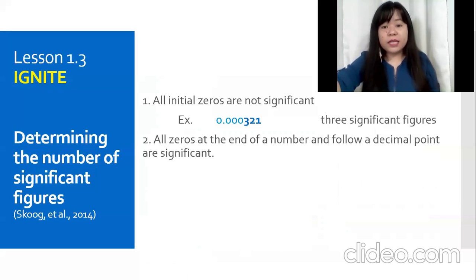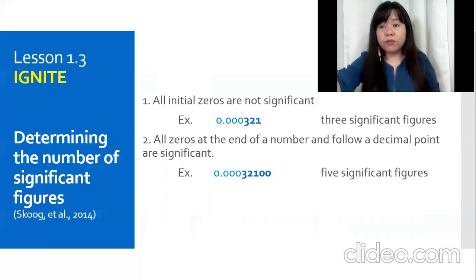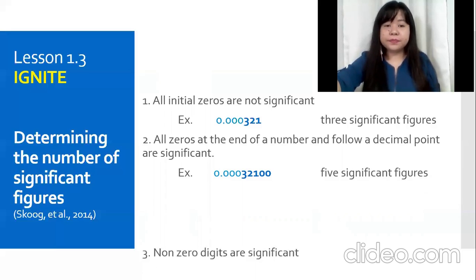All zeros at the end of a number that follow a decimal point are significant. In this case, 3, 2, 1, and the 2 zeros that follow are all significant, giving 5 significant figures. Remember that this makes sense because the last digit would be important as it is the uncertain digit, and also the digits that precede that are all measured digits and certain.